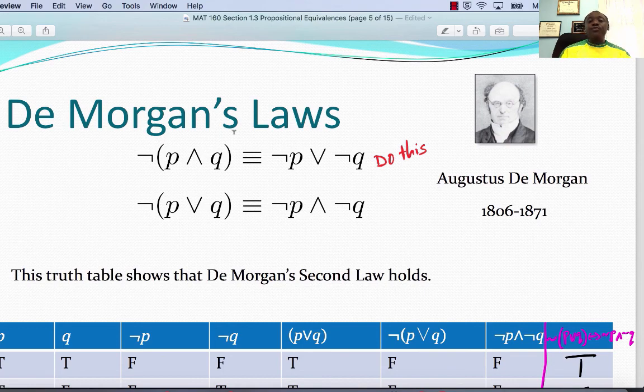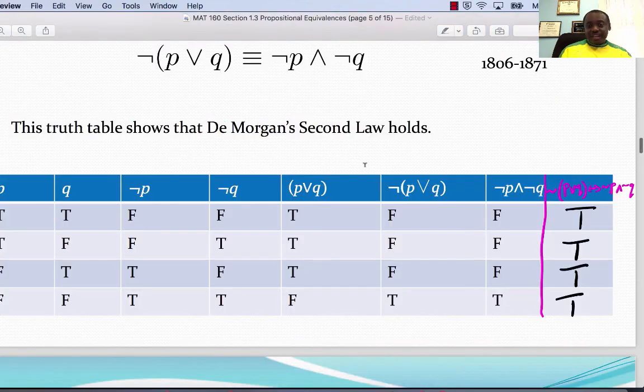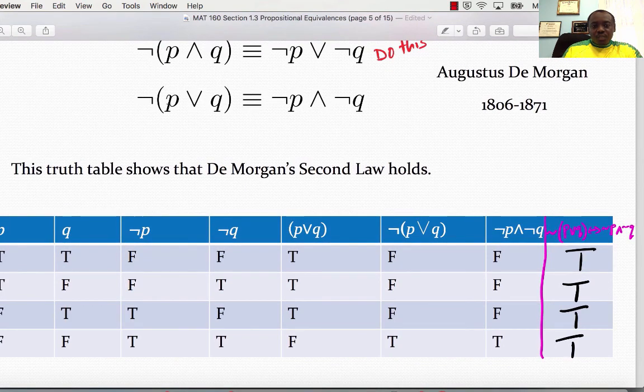So prove that this compound proposition is logically equivalent to this, and this compound proposition is also logically equivalent to this. We're going to do one of them, and you would do the other one on your own. Let's look at not (P or Q). De Morgan claims that not (P or Q) is logically equivalent to not P and not Q. Well, if you do your truth table, we have P, we have Q, we have not P, we have not Q. And because we are going to deal with the negation of all of this, we start off with P or Q and then negate that.